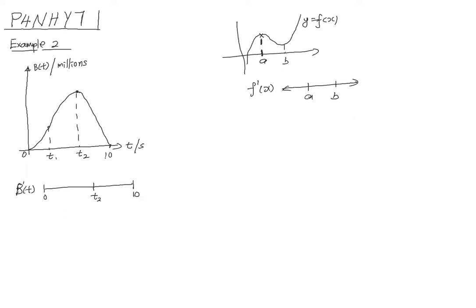Sarafina, do you know why I have to mark T2 there on the line of the B prime T sign diagram? Why must I mark? Is it because it's the x-intercept of BT? No, the x-intercept of BT is here, 10. Or we should say T-intercept.